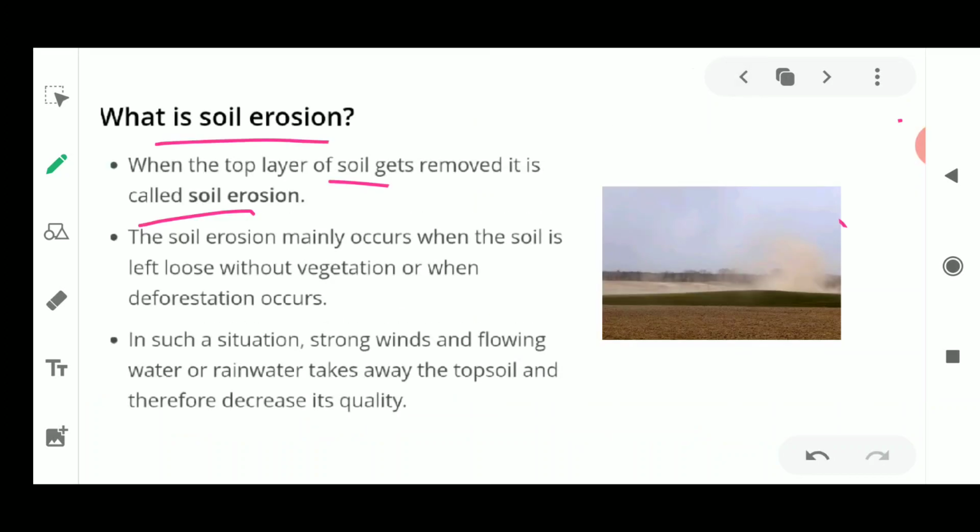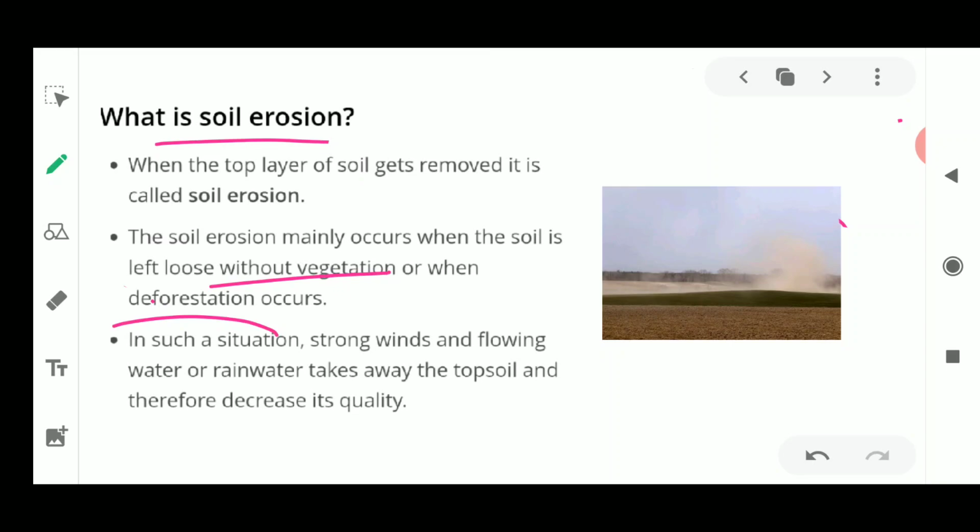Now next we go on to another point: soil erosion is mainly occurring when the soil is left loose without vegetation, or deforestation is occurring. So why is the soil erosion taking place? The next question comes, what is soil erosion? I have told you that it is the removal of the soil from one place to another place by the action of water or wind. Now why is it happening? The very first reason is that the soil is left loosely placed in the earth's crust, because there is no vegetation and there is deforestation occurring all the time.